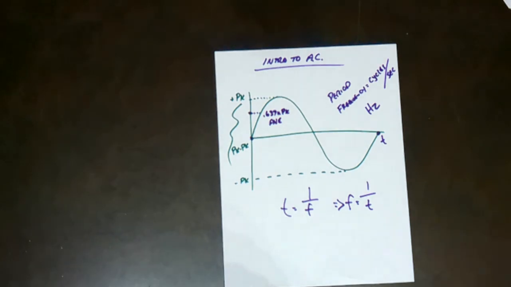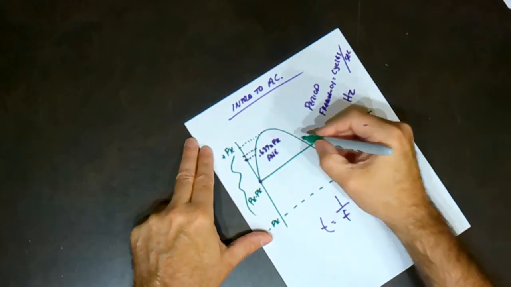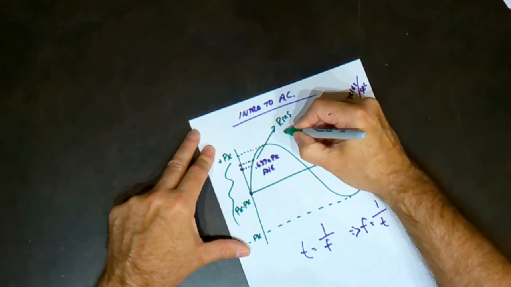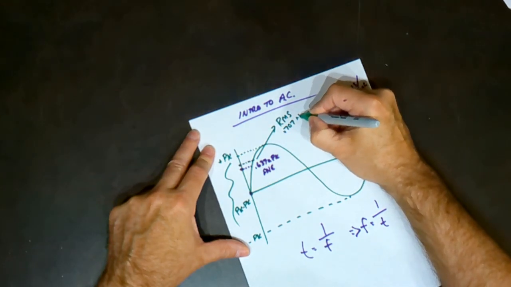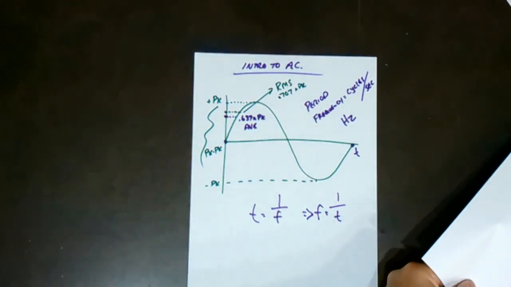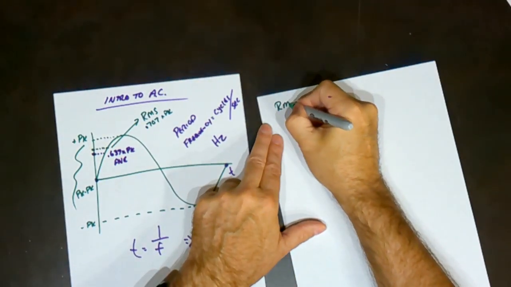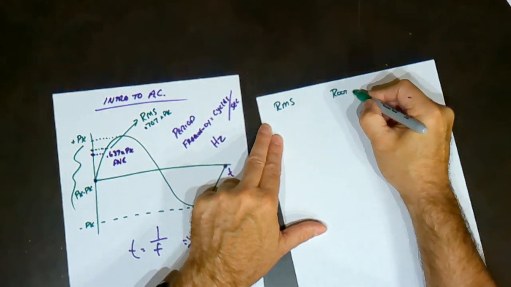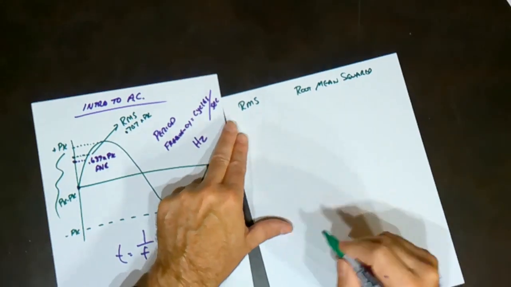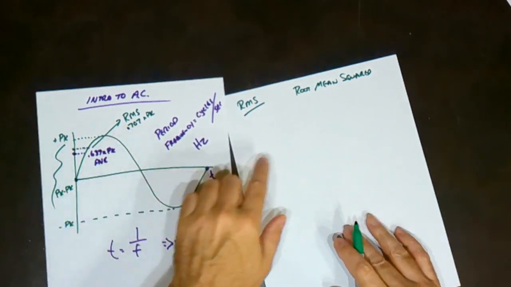And then last and most important is this point right here. And that point is called the RMS value. And that value is 0.707 times the peak. RMS stands for root mean squared. And basically that's the formula on how this was derived, root mean squared.